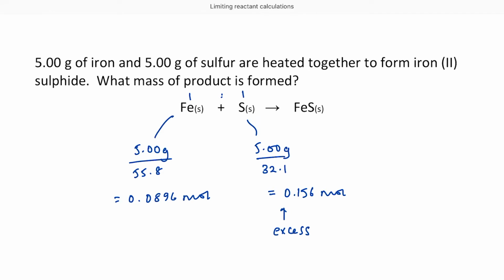So I now know, I can carry on my ratio here, that I am going to make 0.0896 moles of iron sulfide. If I multiply that by its molar mass of 87.9, it comes out at 7.87 grams. So 5 grams of iron, 5 grams of sulfur would give me 7.87 grams of iron sulfide, and I'm going to have some sulfur left over. Straightforward.